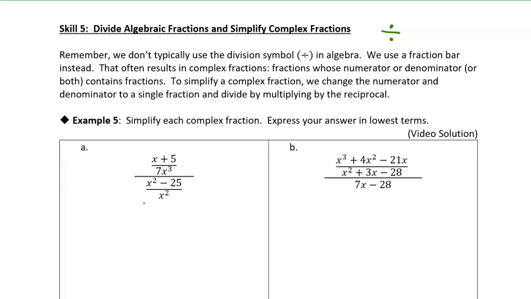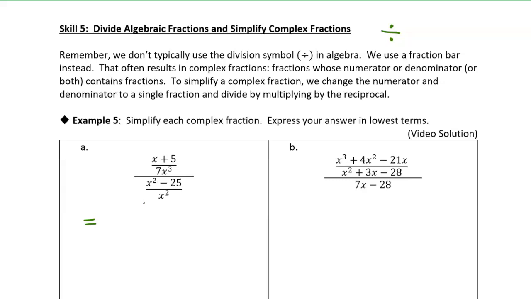And this fraction bar essentially means, so like for this first example, it's x plus 5 over 7x cubed, and that whole thing is divided by this other fraction. All right, so we have fractions within fractions, which is kind of ugly. But this is just a division of two fractions, okay? You're just dividing the numerator by the denominator. And the same rules apply to algebraic fractions as regular numeric fractions.